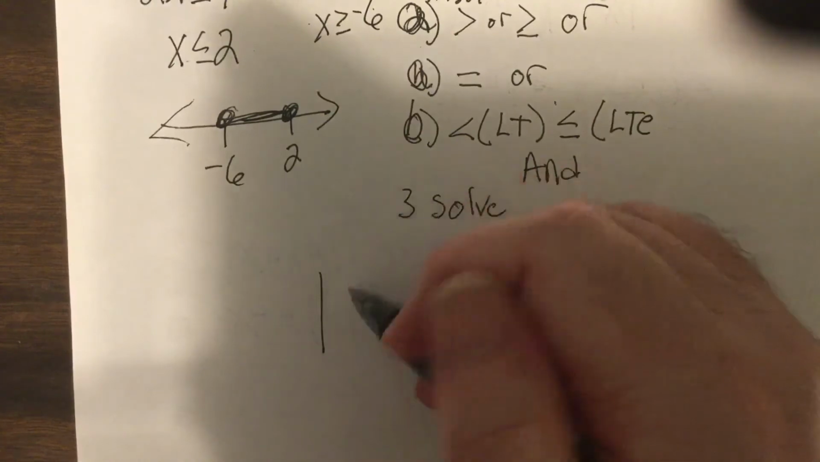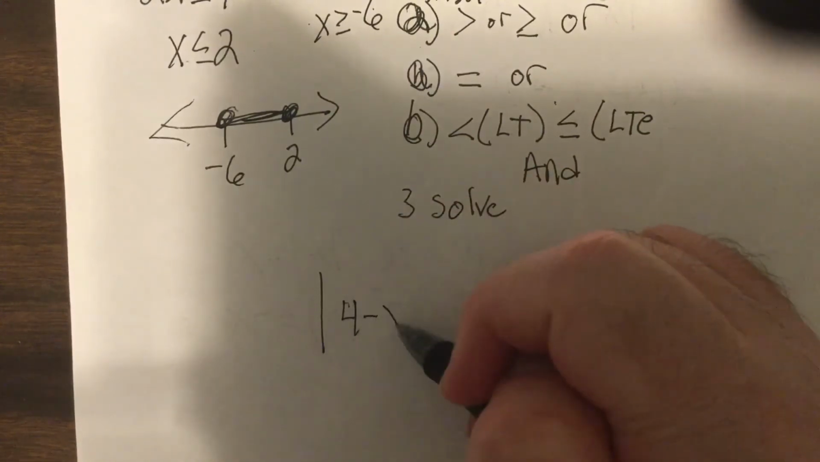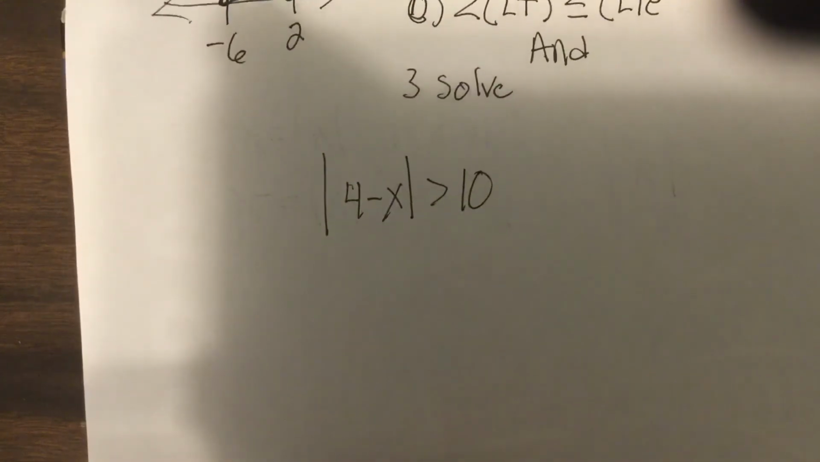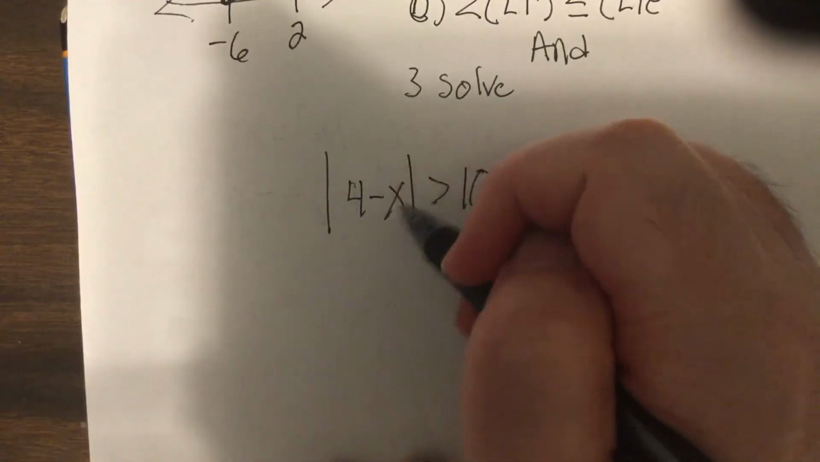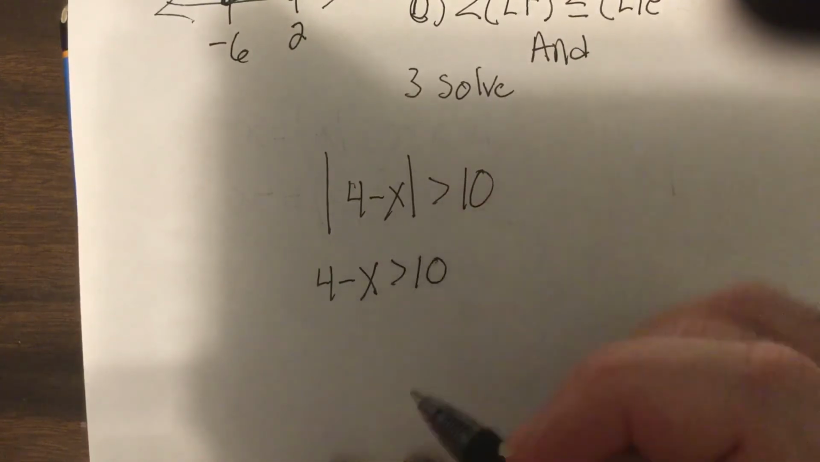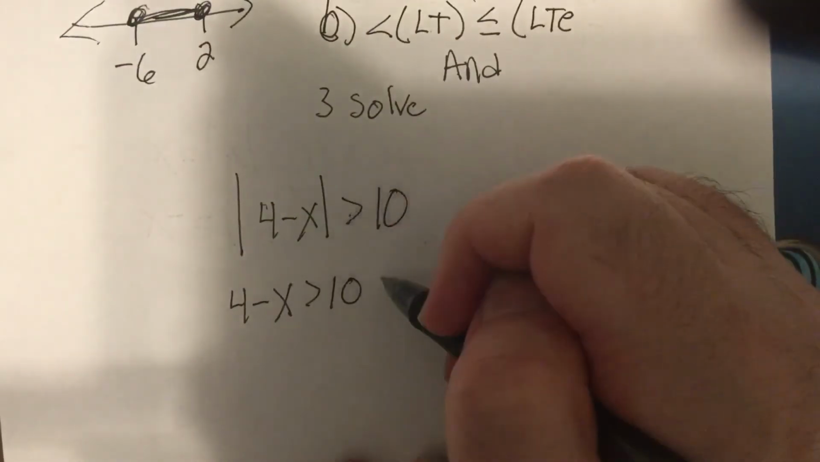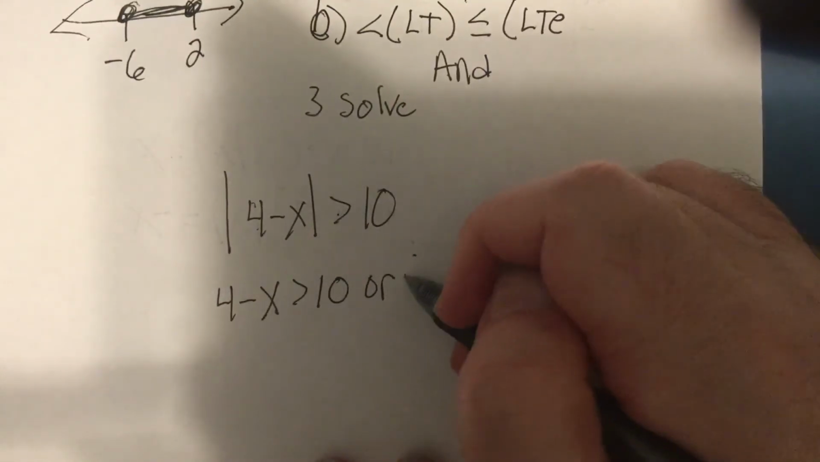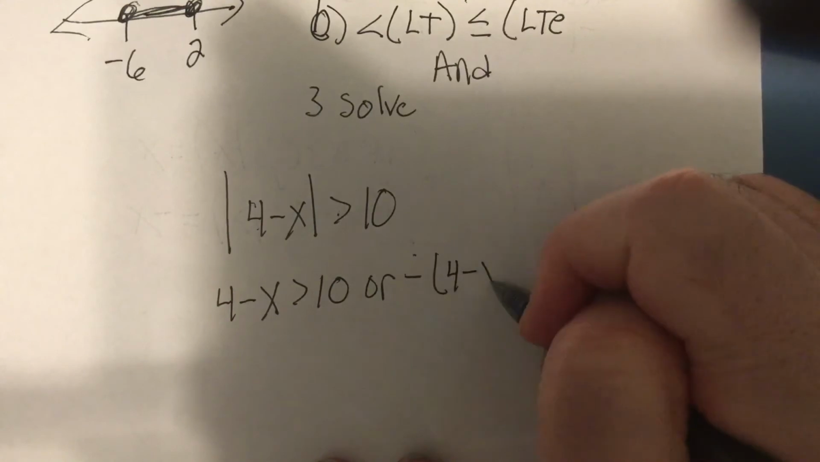So let's try another one. Let's do 4 minus x is greater than 10. Okay. So first, use definition. Definition says if the inside's positive, just drop it. It's greater, so it'd be or. And if the inside's negative, you got to take the opposite of it.